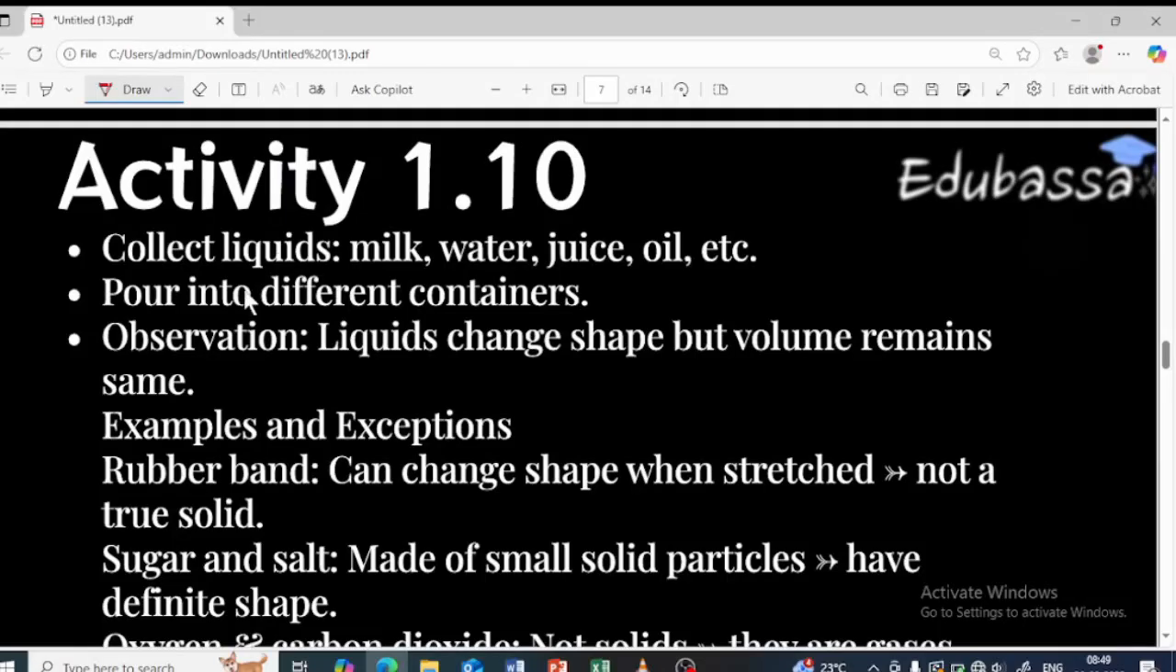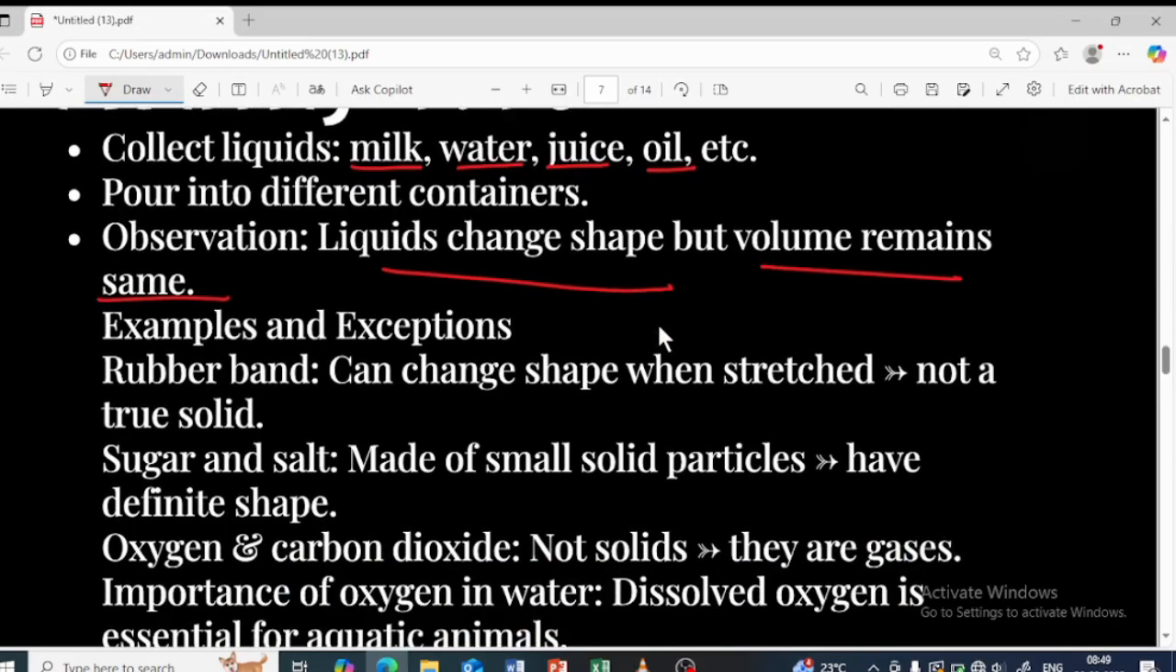So there's one activity. First I'm going to collect some liquids, be it milk, water, juice and oil. All these are liquids, am I right? Are any of these solids? No, all these are liquids. So I am going to pour all of these liquids into 4 different containers. What happens? All of these liquids will take the shape of the container, but the volume is going to remain the same. So this is one of the activities, right?